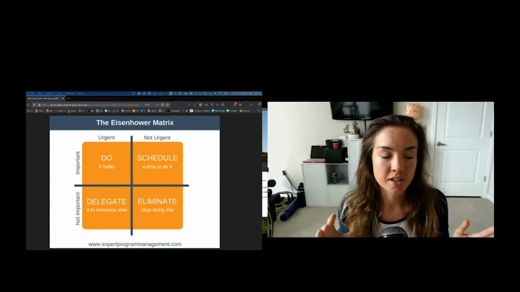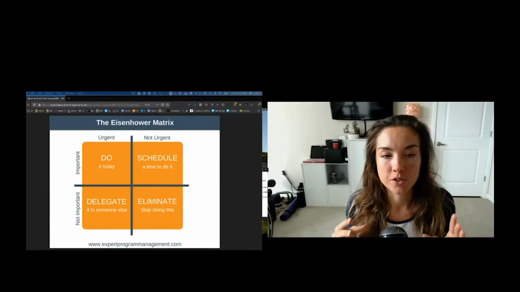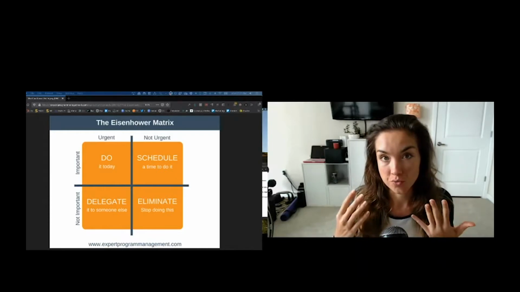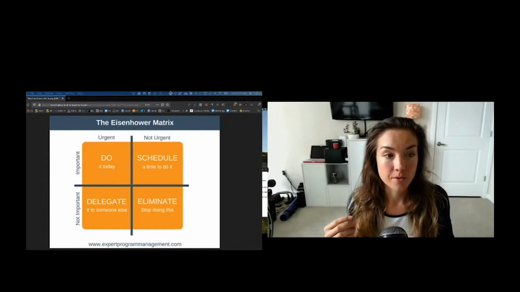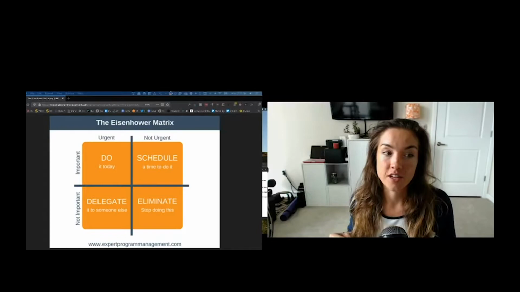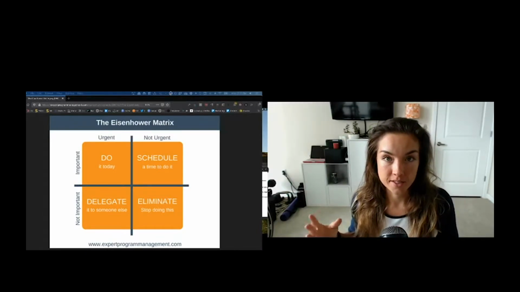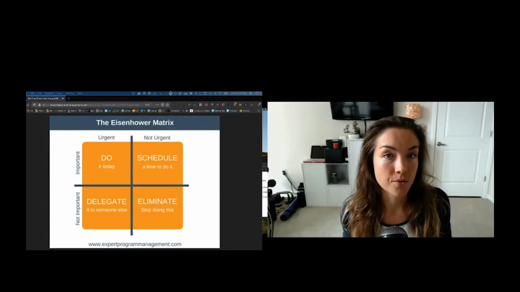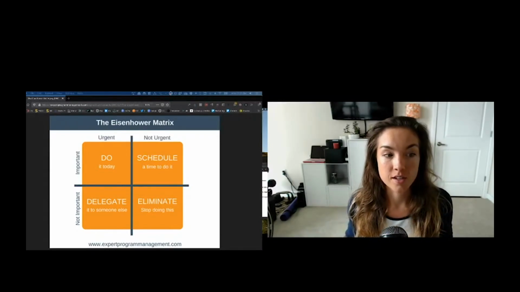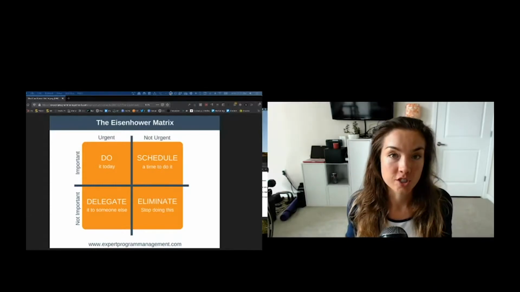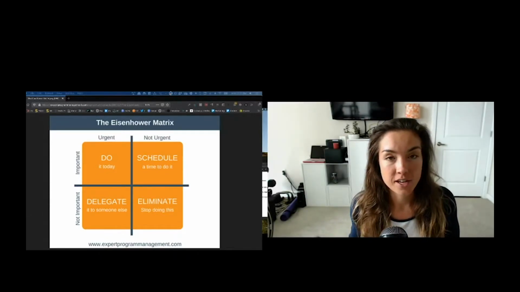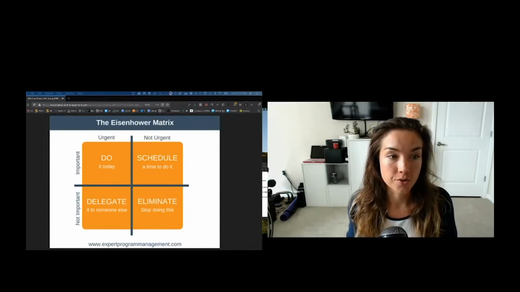In the upper left-hand corner is everything that's important and urgent, and those are the things that you should do now. In the upper right-hand quadrant, it has things that are important and not urgent, and those are things that you should think about scheduling. In the lower left-hand corner, there's the not important but urgent tasks, and these are things that you should consider delegating. And then finally, in the lower right-hand corner, you have the not urgent, not important stuff that really you shouldn't be doing at all.